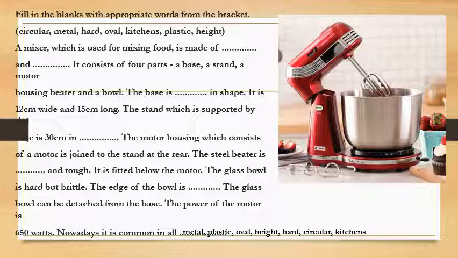The edge of the bowl is circular. The glass bowl, or the steel bowl here, can be detached from the base.